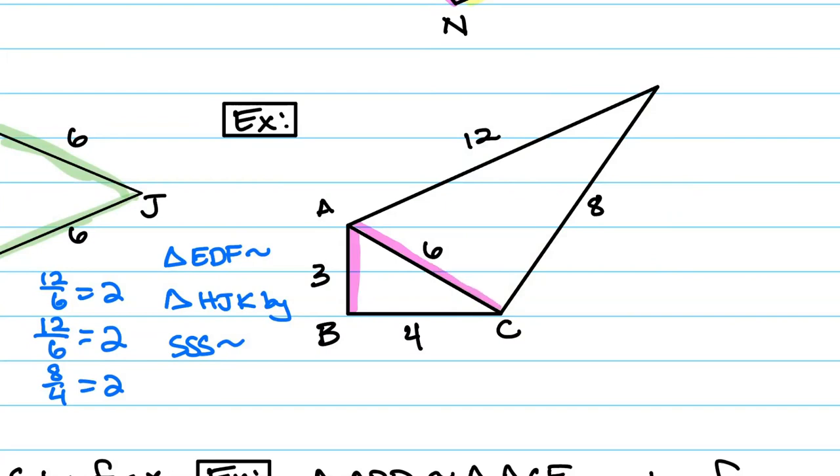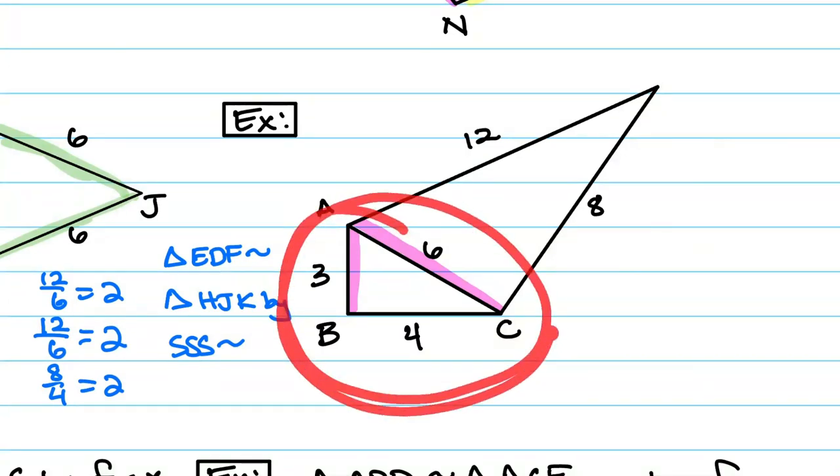So the small side for the small triangle is 3. The small side for the big triangle is 6. All right, let's talk about the large side. The large side for the little triangle, here's the little triangle, the biggest side is 6.